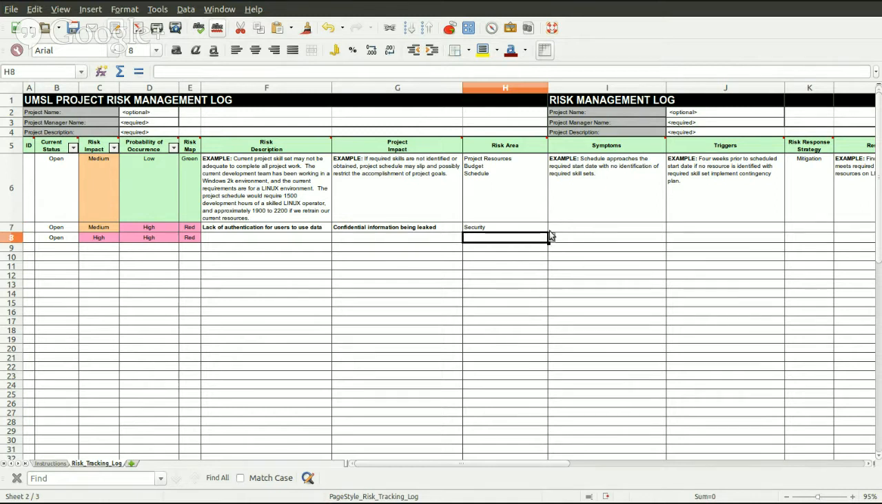So you have security as one, and then of course I'm using LibreOffice, but if you're using like Microsoft Excel, you can click these other items, no problem. But here it's just that I can only click one item just because I'm using Libre. So here it's security. So I say security, and then I put the symptoms in there, and then I put triggers. And so if you look at the one previous, it says schedule approaches required start date with no identification of required skill sets. The trigger is 4 weeks prior to schedule start date, if no resources identified with required skill set, implement contingency plan. So the trigger is, you know, what do you do?